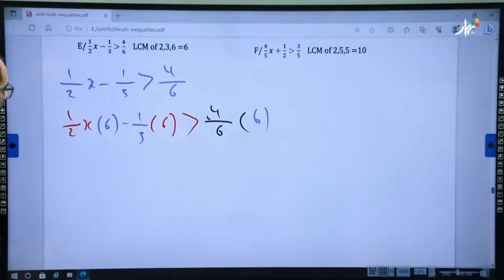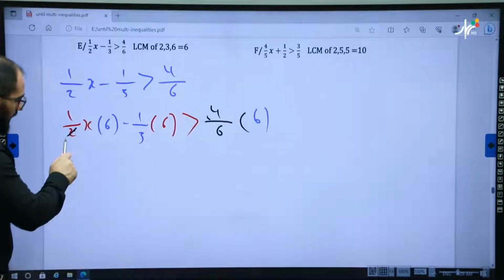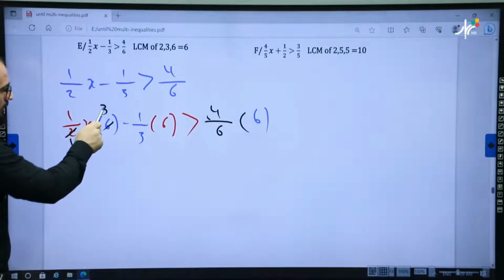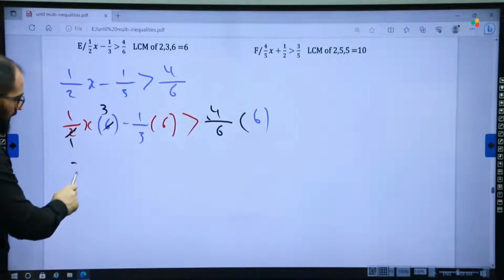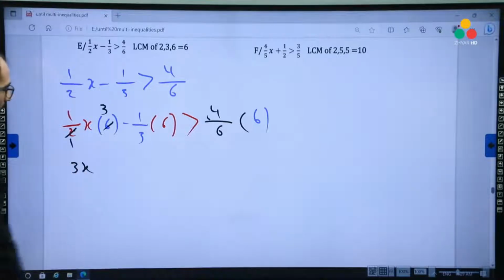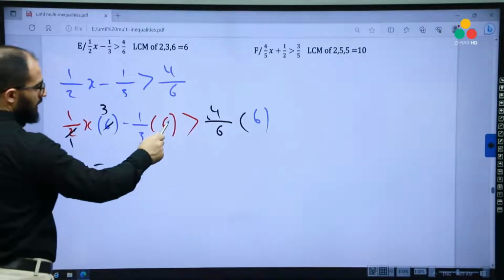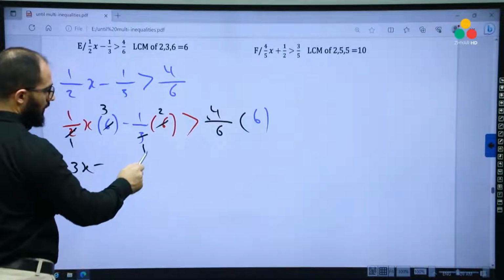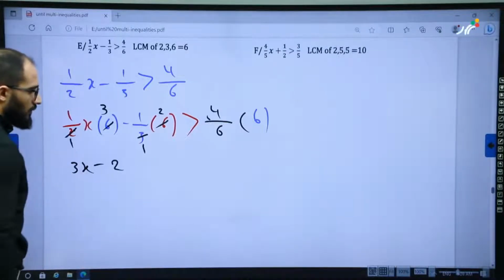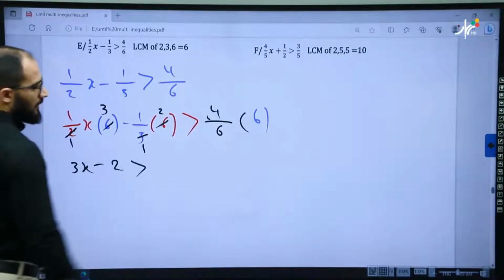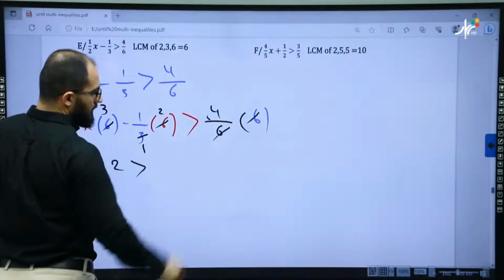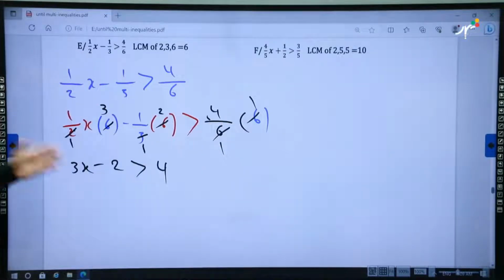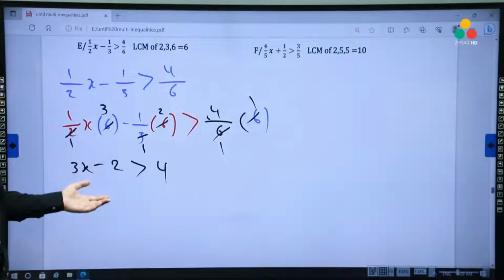Let's simplify them. 2 divided by 2 is 1, 6 divided by 2 is 3. So 3 times 1 is 3. We got 3x minus 6 divided by 3 is 2. 3 divided by 3 is 1. So we have 2 greater than 6, and the 6s are cancelled. 6 divided by 6, 1 and 1. So we got 4. Right now we have a simple, let's say, multi-step inequality.